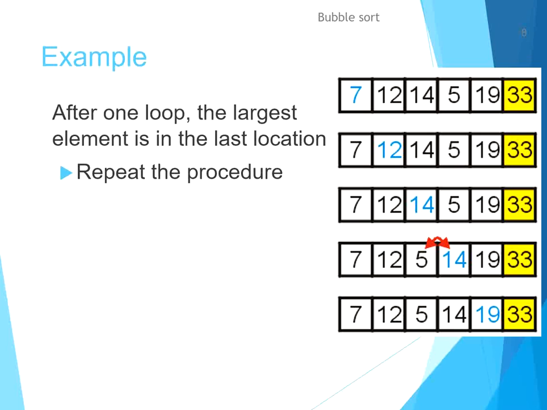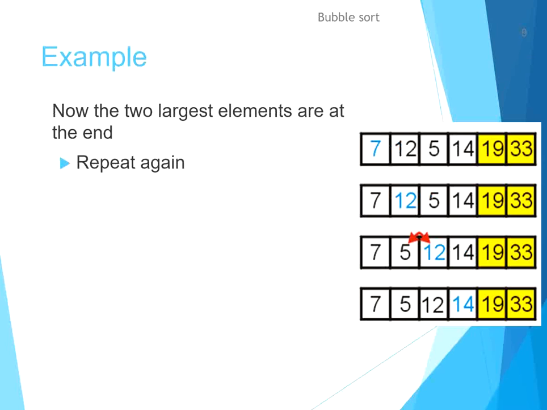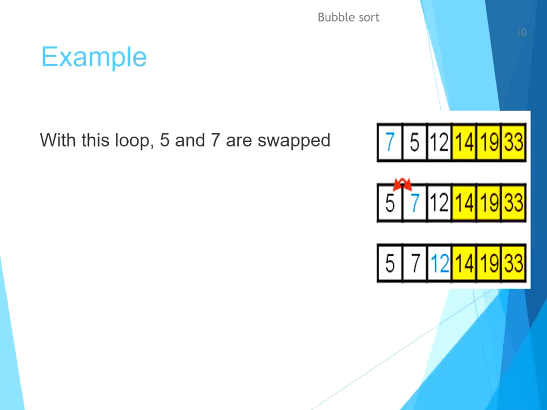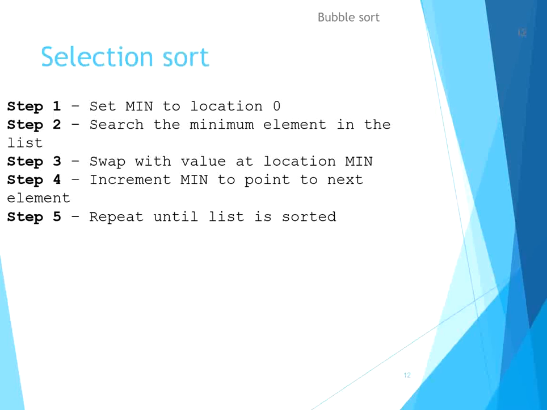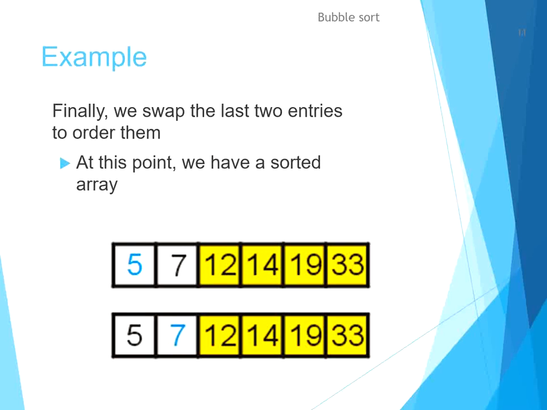Now we will repeat this process again, and after this we will see that we have the second largest element at the second largest position, that is 19, and so on. And the second iteration, third iteration, and fourth iteration, and at the end we will find this sorted list. So this is the way bubble sort is working.